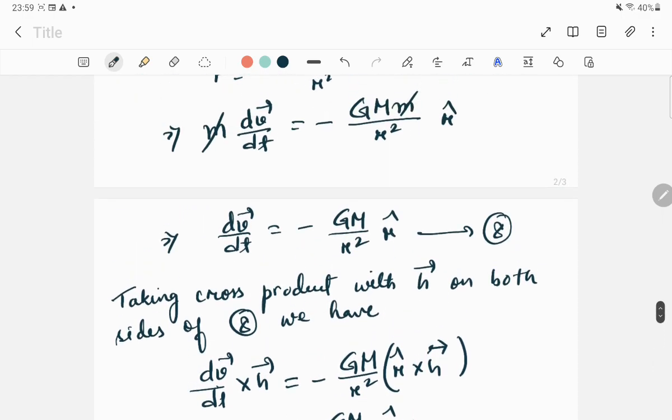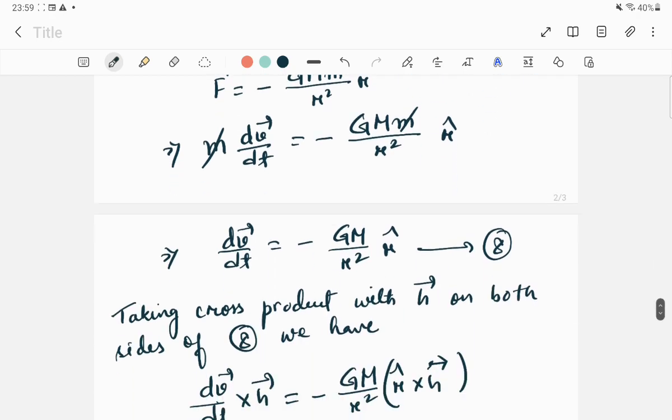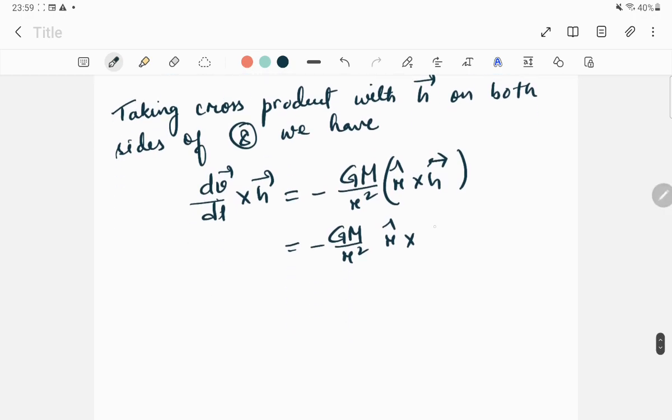Now we have h vector from equation 7. So I will put the value of h vector from equation 7. It is half r square r cap cross dr cap dt. So it is again half r square r cap cross dr cap dt. Again you can see that this is the scalar part.